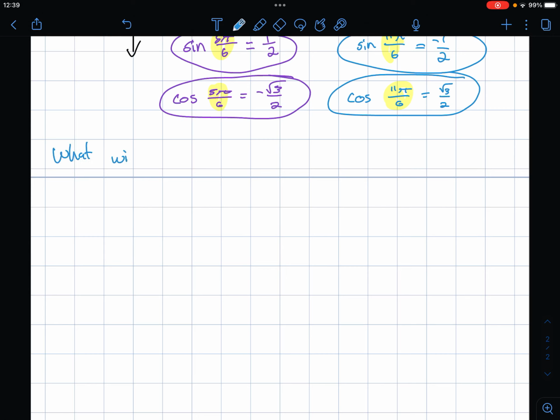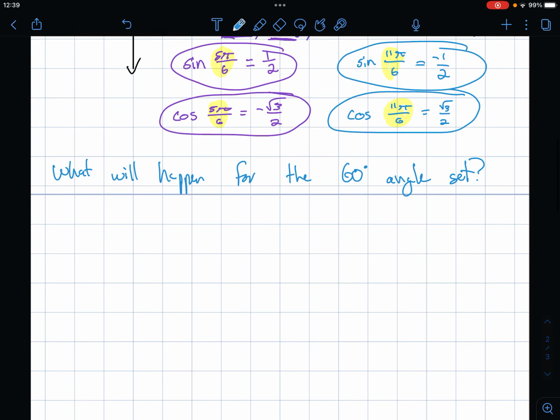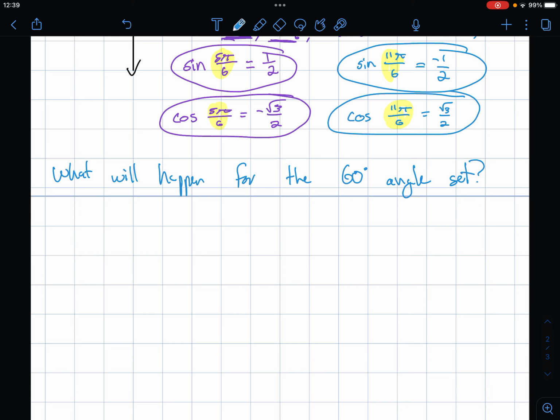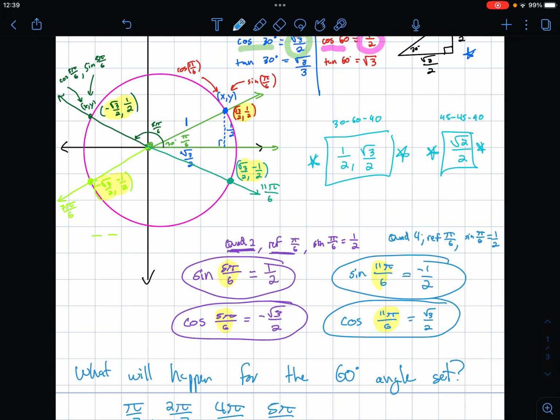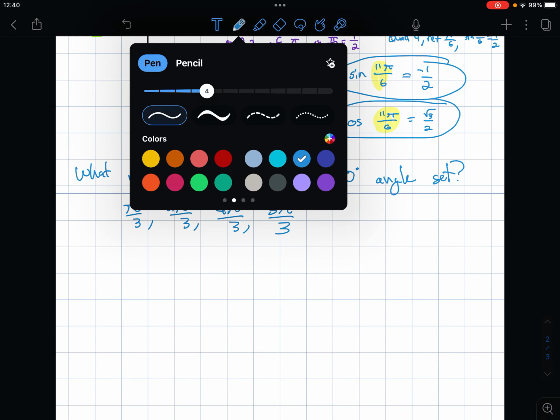What will happen for the 60-degree angle set? Okay, the angles that share a 60-degree reference angle. And so that's in radians, pi over 3, 2 pi over 3, 4 pi over 3, 5 pi over 3. How will this compare to what we just did? Now, the similarity is all the xy's are going to still be positive and negative in their respective quadrants, but the ratios are going to switch.